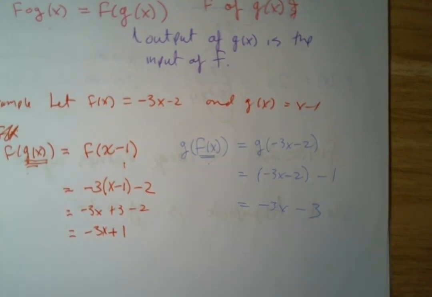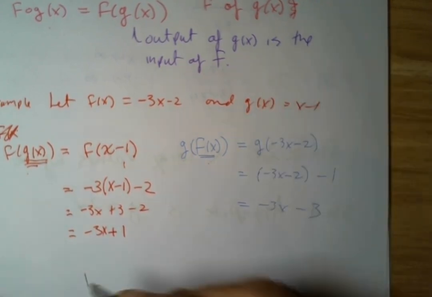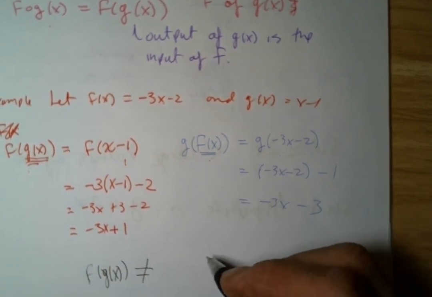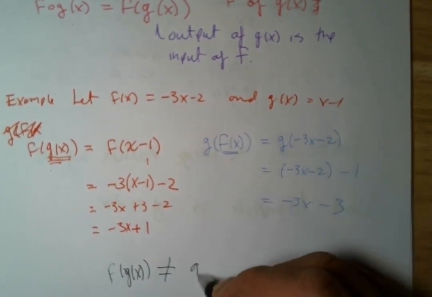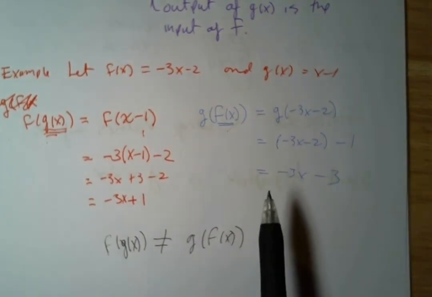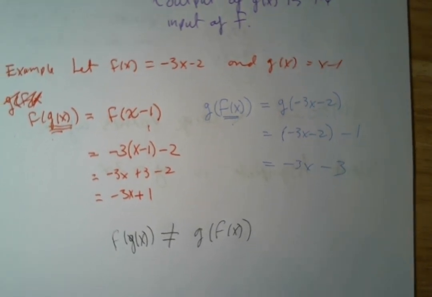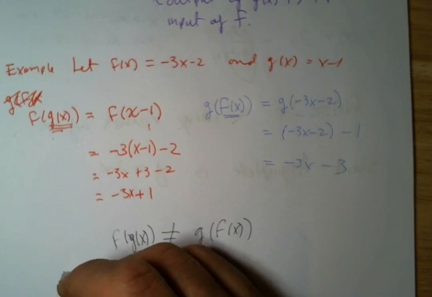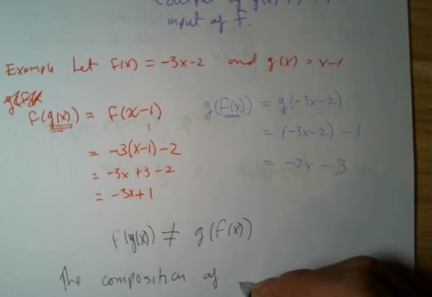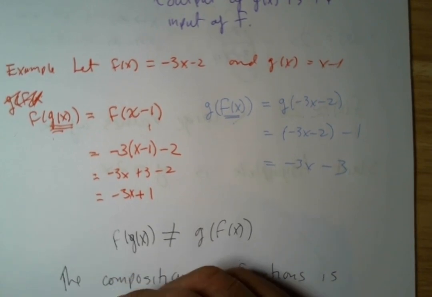Now, one thing to pay attention to here is that f of g of x does not equal g of f of x. It's not equal for this particular example, so we can't really expect it to hold for any example that we do. So what we can say at this point is that the composition of functions is not commutative.